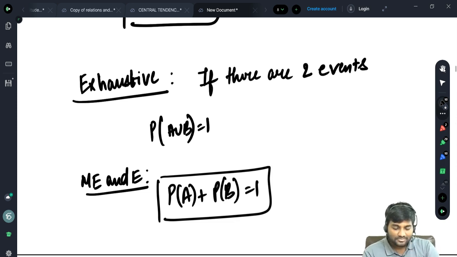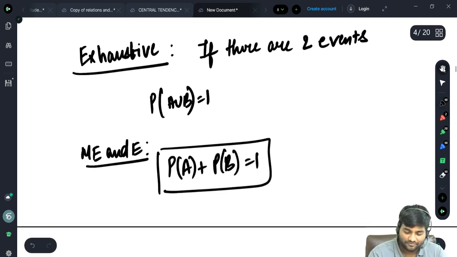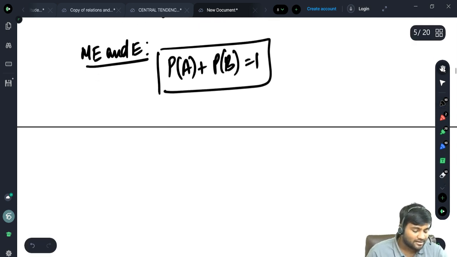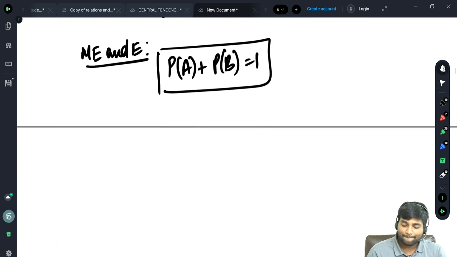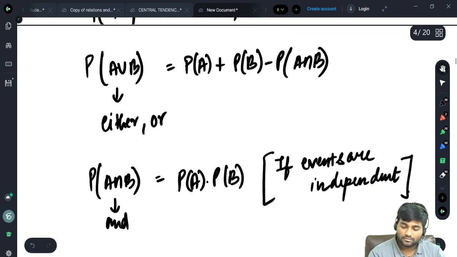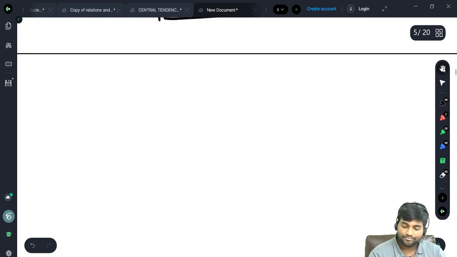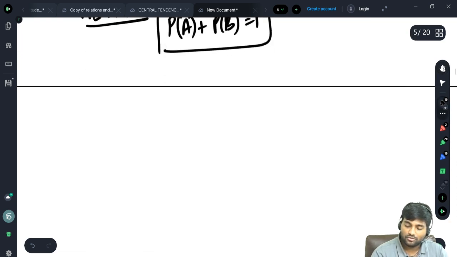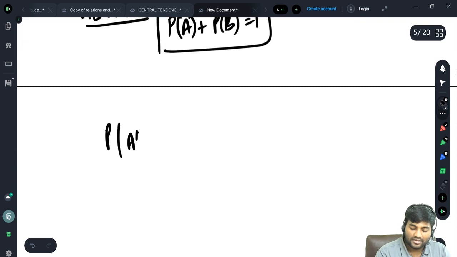So mutually exclusive and exhaustive: PA plus PB is one. So probability A complement is 1 minus PA.